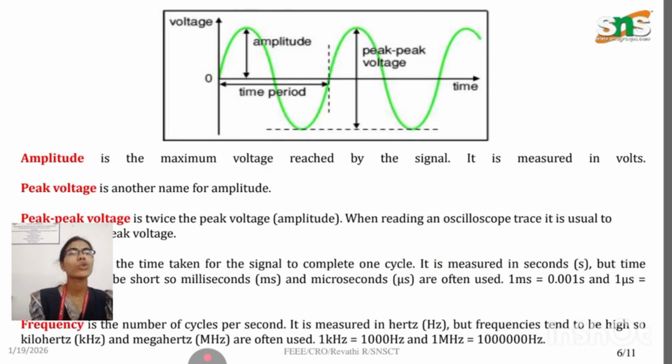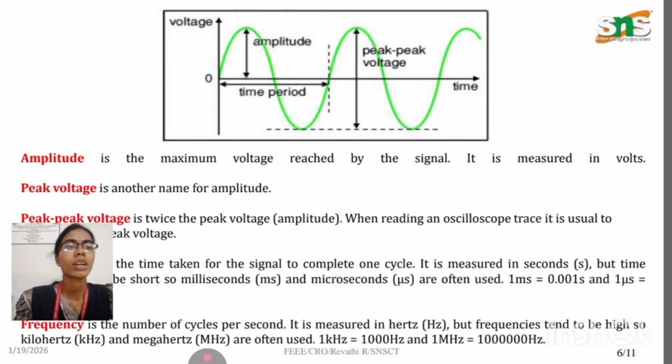The amplitude and peak to peak voltage are measured from the AC signal. Amplitude is the maximum voltage reached by the signal. It is measured in volts. Peak voltage is another name for amplitude, and peak to peak voltage is twice the peak voltage. When reading an oscilloscope trace, it is used to measure the peak voltage. The frequency is the number of cycles per second. It is measured in hertz. So 1 kilohertz is equal to 1000 hertz. This is known as the frequency.